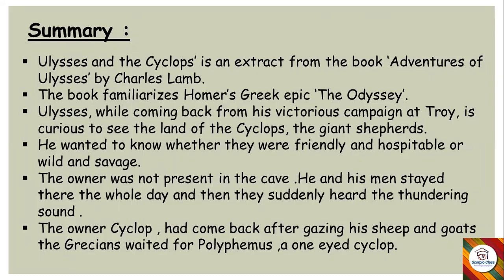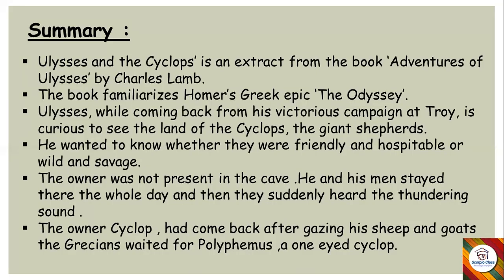Now Ulysses, while coming back from his victorious campaign at Troy, is curious to see the land of the Cyclops, the giant shepherds. Ulysses, who is Greek, had gone to a war, was victorious and was coming back. While coming back, he sees a land of the Cyclops, and these Cyclops were giant shepherds. Giant means huge, tall, hefty men. And they were shepherds; they used to graze the cows and the sheep.